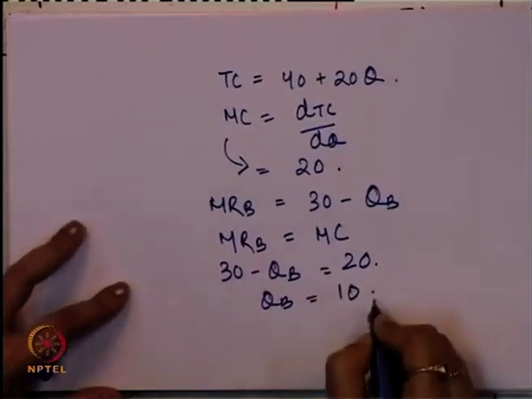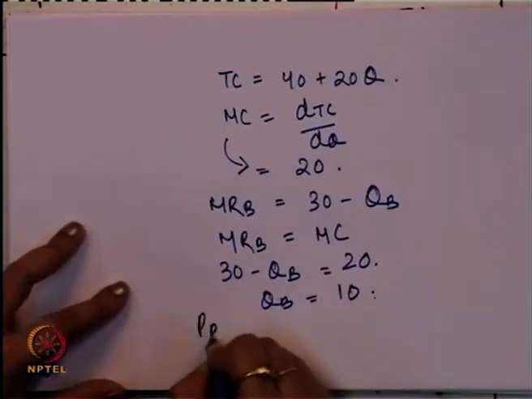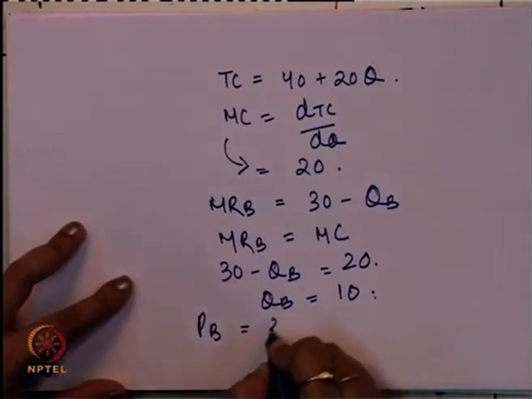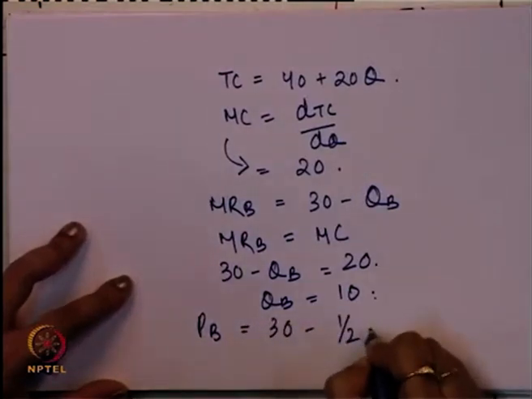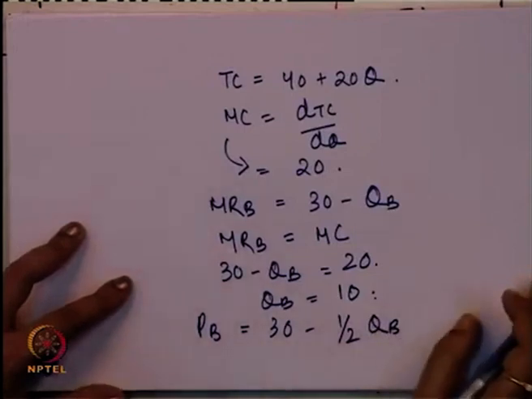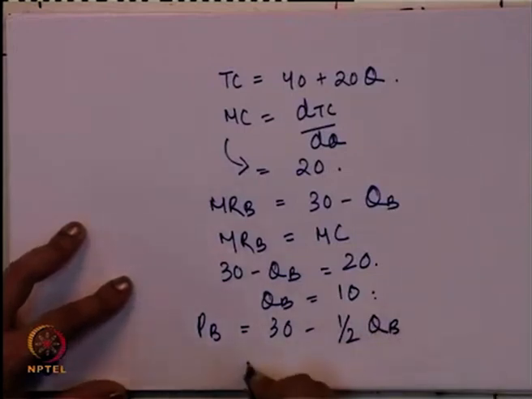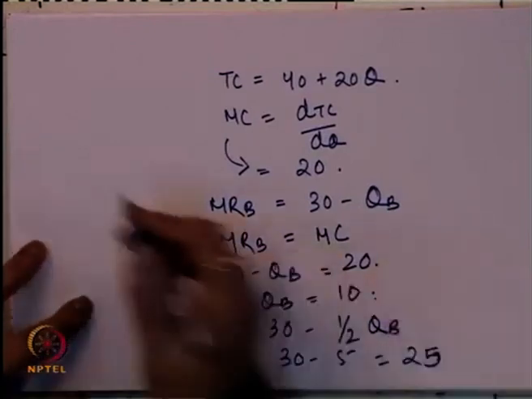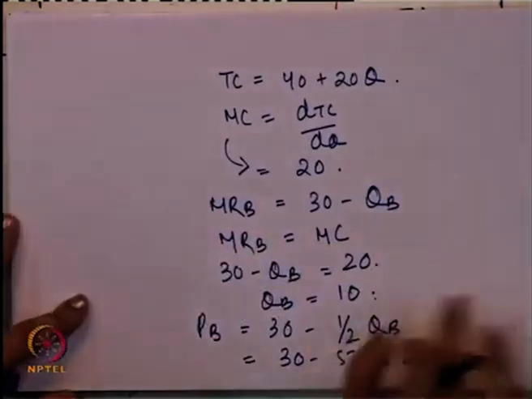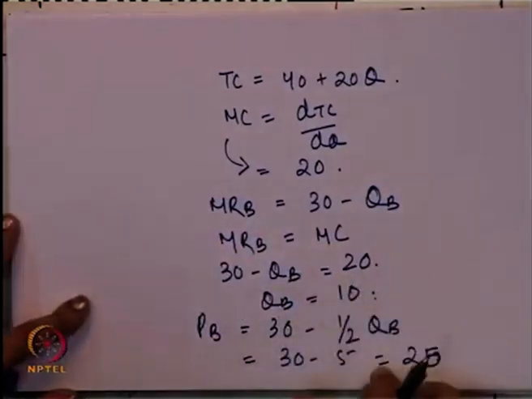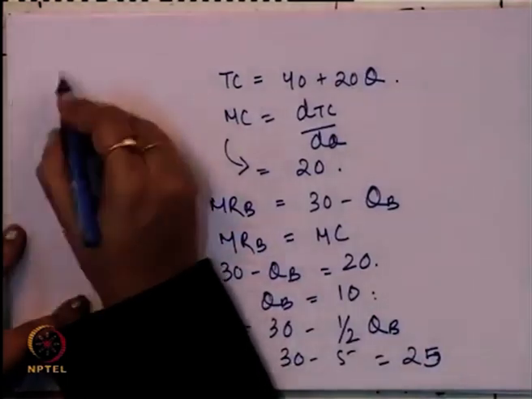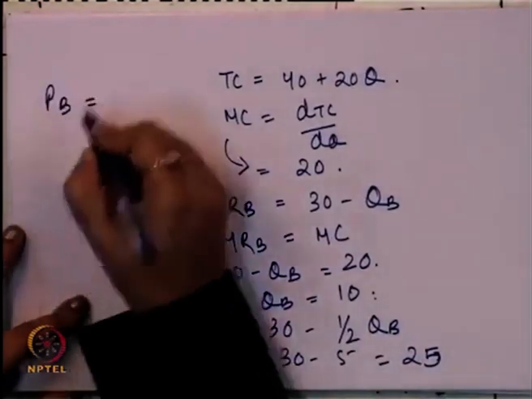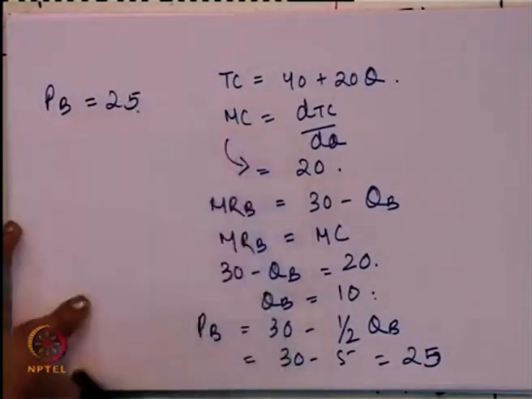So, if QB is equal to 10, what is PB? PB is equal to 30 minus half QB. So, that comes to 30 minus 5. So, this comes to 25. So, when the price is decided individually, in this case we get a price which is equal to 25. Okay.